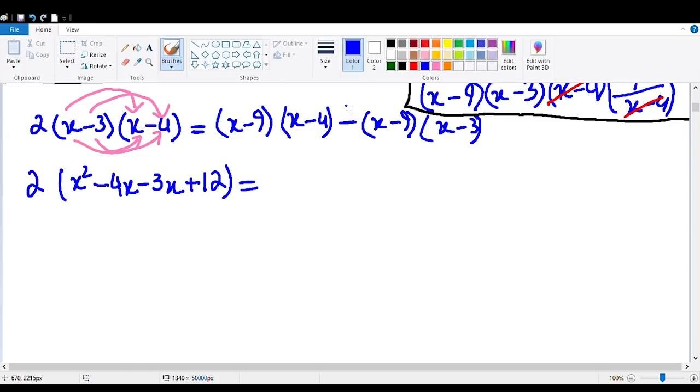Equals, over here, x again into x. We'll get x squared. Then x into minus 4, and we'll get minus 4x, and minus 9 into x, and we'll get minus 9x, and minus 9 into minus 4, we'll get plus 36, whole in bracket.